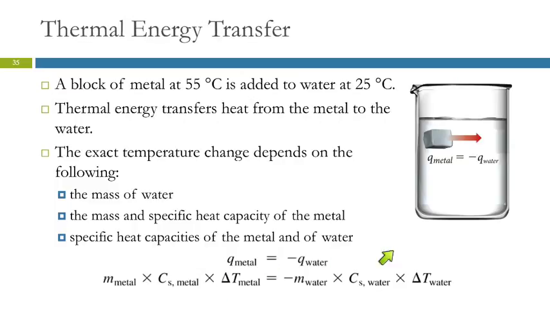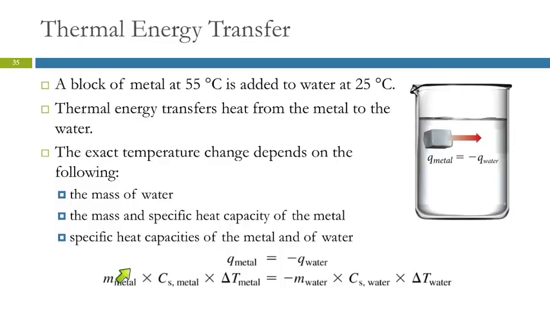So in a situation like this, we say that the Q for the metal is equal to negative Q for the water. And it just means that there's an amount of thermal energy being transferred, and it's going from one to the other. Because this was hot and the water was initially cooler, it's going from the metal to the water. But in terms of this equation, we don't need to know which one's hotter or colder. We just need to know that they are equal but opposite in sign.